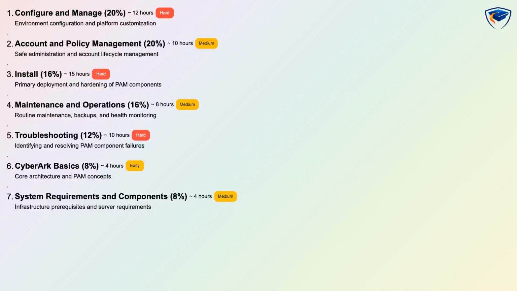Configure and manage 20%, account and policy management 20%, install 16%, maintenance and operations 16%, troubleshooting 12%, CyberArk basics 8%, and system requirements and components 8%. Each domain lists difficulty and estimated learning hours and combines conceptual and scenario-based assessments. Use these weights to prioritize study time toward higher value areas.